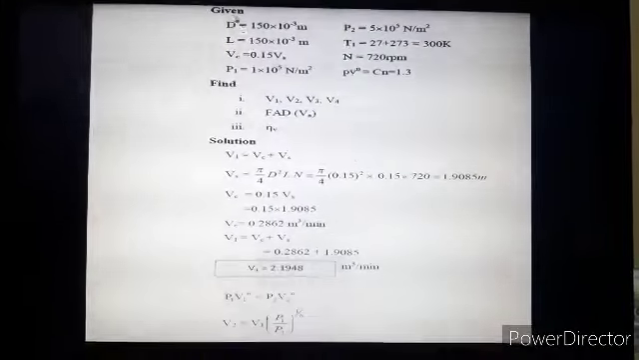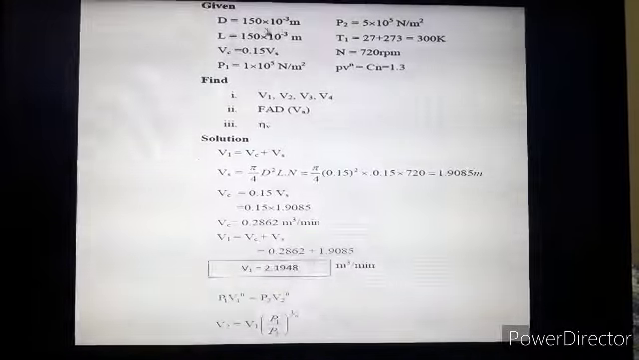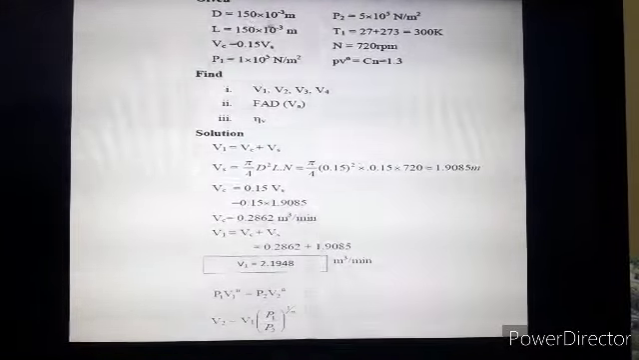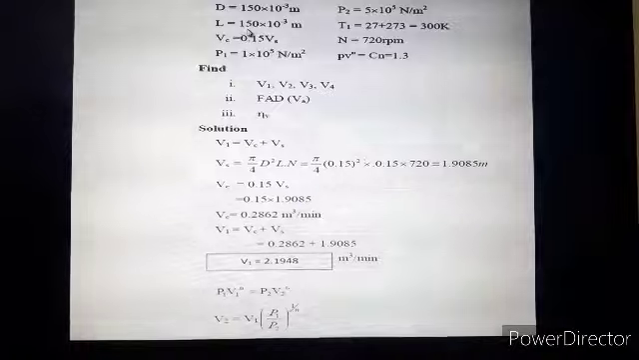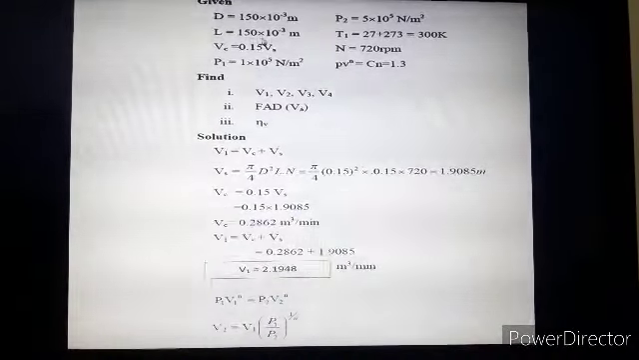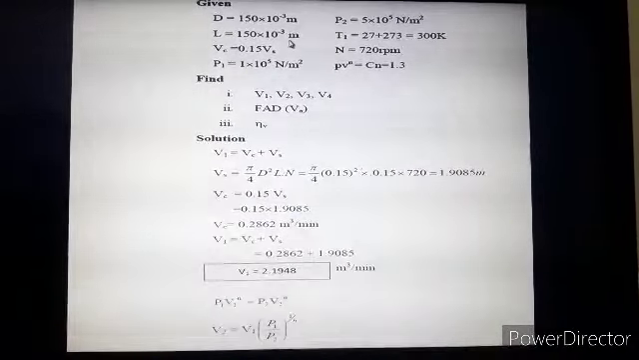So this is the data. Capital D is the diameter, it is 150 into 10 raised to minus 3 meter, or 0.15 meter. Again, stroke is 150 millimeter or 150 into 10 raised to minus 3 meter, or 0.15 meter.